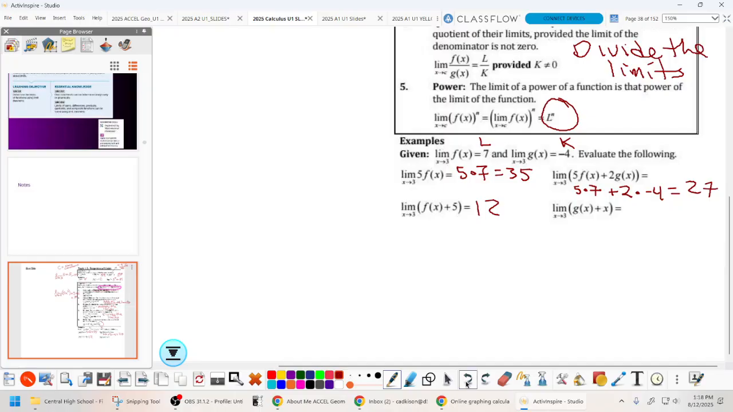And then how about that one? I said x minus 1. Actually, no, it shouldn't be that. Because what's the limit as x approaches 3 of x? 3. It's 3.